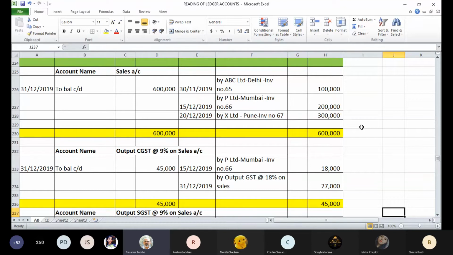Take another example. As I have told you, you are a say manufacturer or a trader based in Mumbai. You have a customer in Gujarat and you sell the goods to him. Now in sales tax or in goods and service tax, we call this as interstate transaction because Gujarat is a different state.